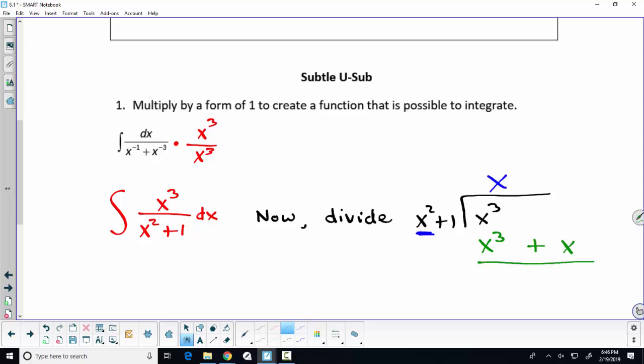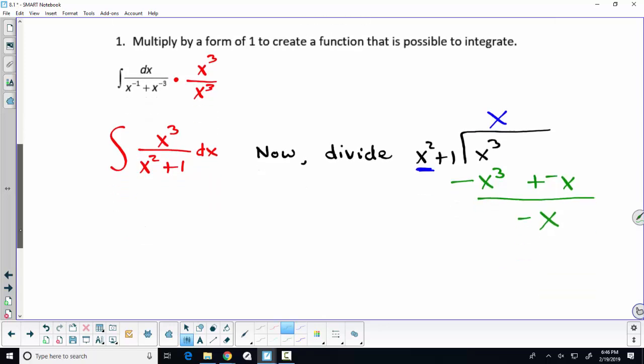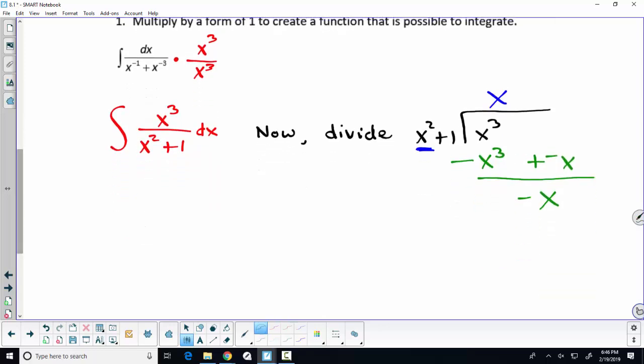And then what do we do with those? Subtract. Yeah, you have to subtract those. We subtract that, we subtract that. 0, we have a minus x. And then we start the process over if applicable. x squared will not go into x, right? So we know that this is telling us what? We have a remainder.